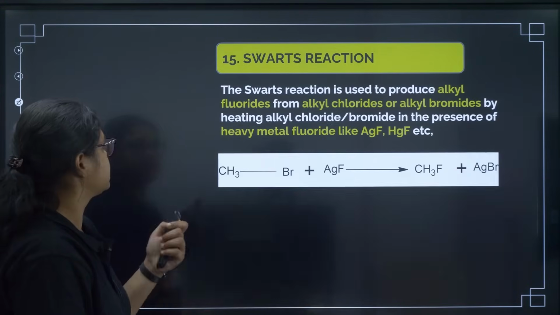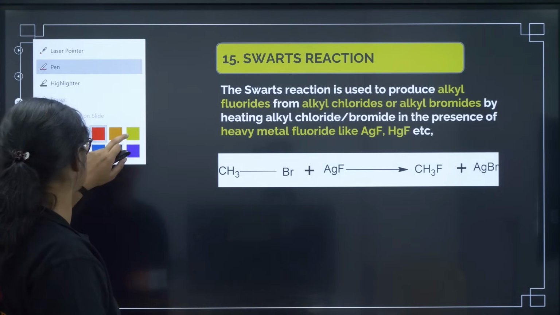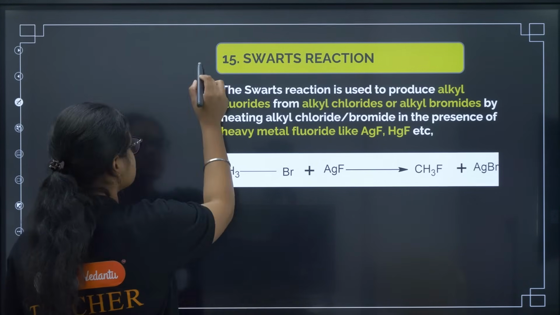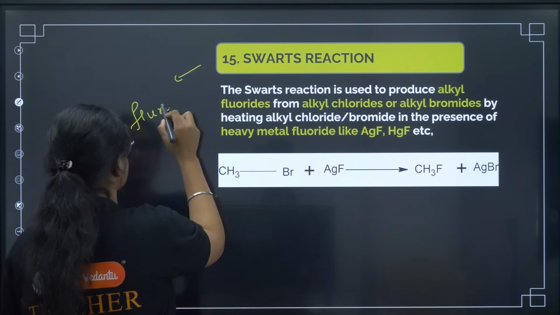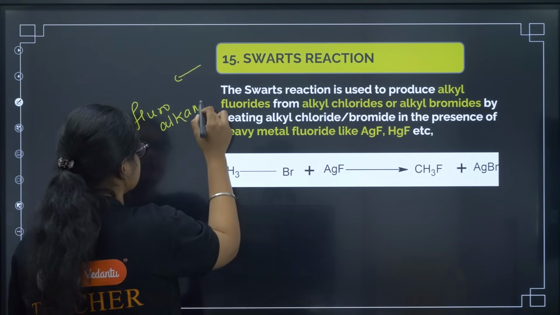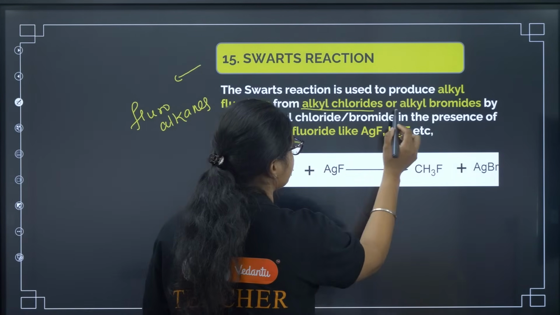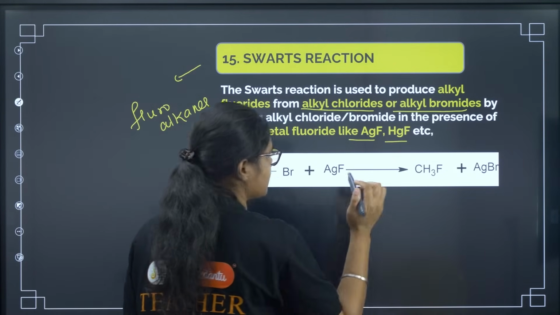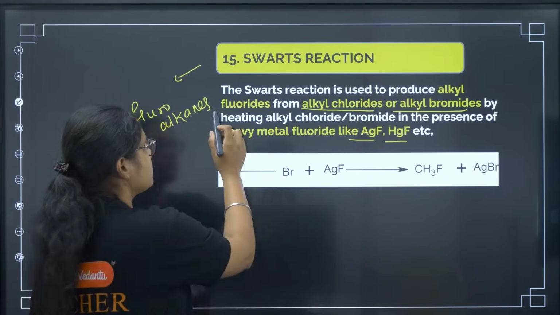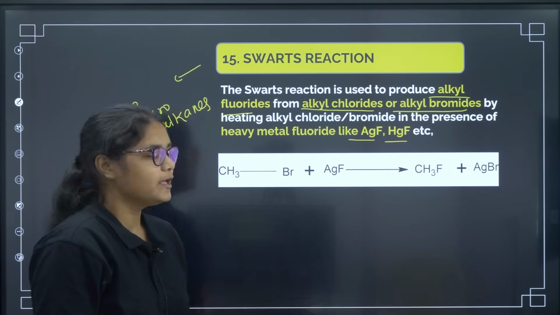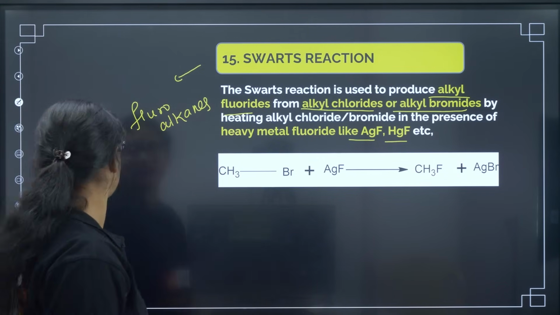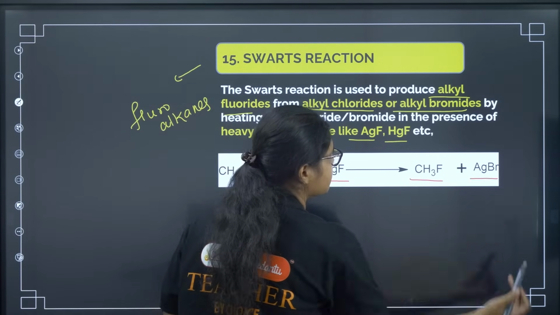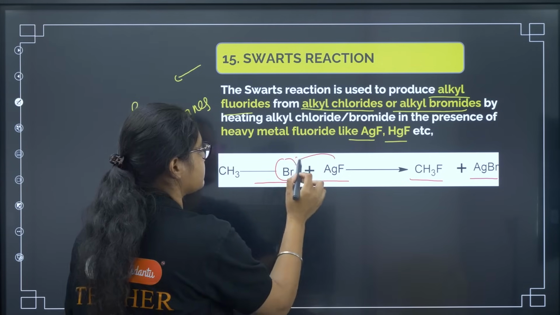Next, Swarts reaction. Finkelstein and Swarts reactions are both important reactions from the haloalkanes chapter. Swarts reaction is used for preparation of fluoroalkanes. First of all, alkyl chlorides or alkyl bromides should be the reactant. The reagent can be AgF, Hg2F2, any metal fluorides, and the product formed will be alkyl fluorides. You can see CH3Br in presence of AgF will give you CH3F plus AgBr. So this Br is replaced with fluorine.